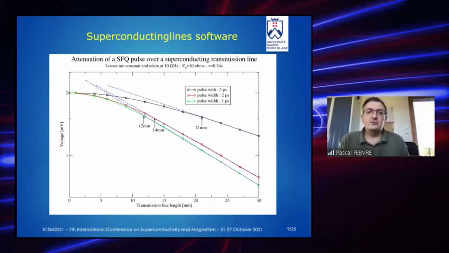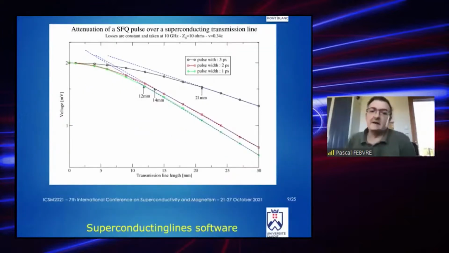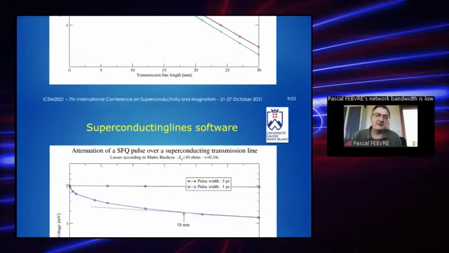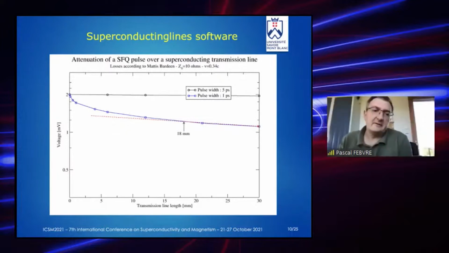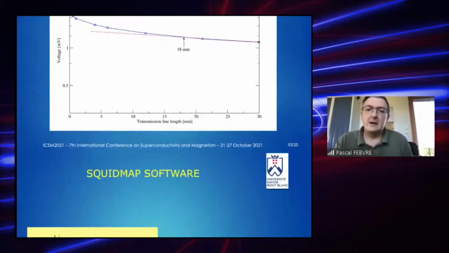But if you make calculation with the superconducting lines, well, first you see it's better, the attenuation is lower, and we have this quite exponential behavior from 10 millimeter lengths, but before it's not, the amplitude is not decreasing exponentially, because again, we have a line which is not so long compared to the physical size of the pulse. So that's one example of what we can do with this software.